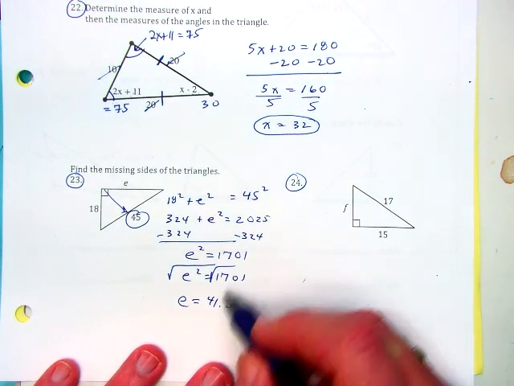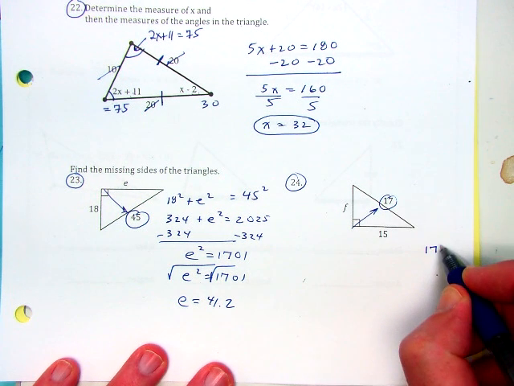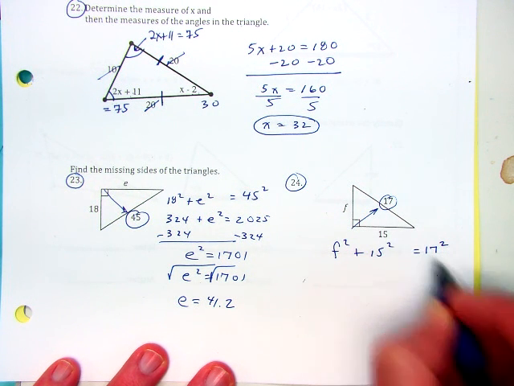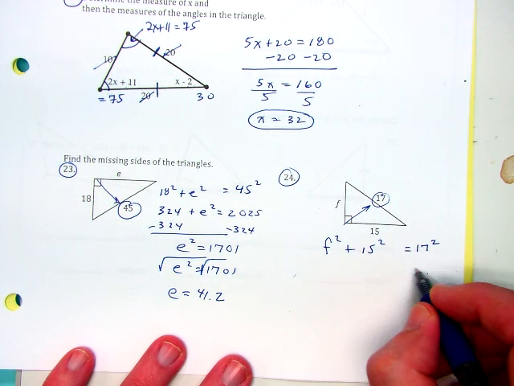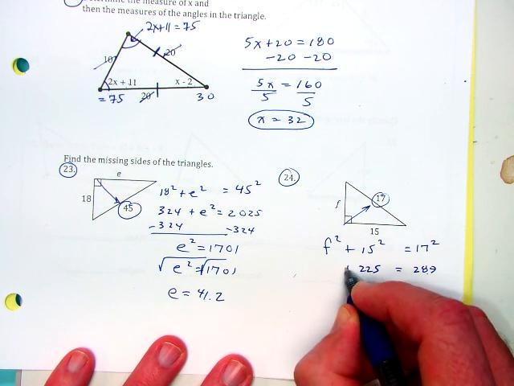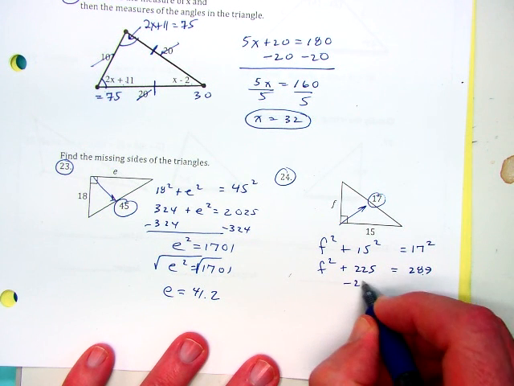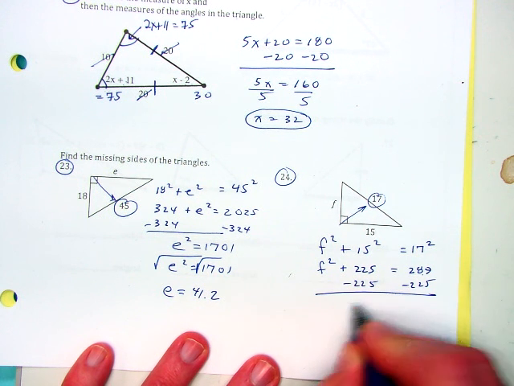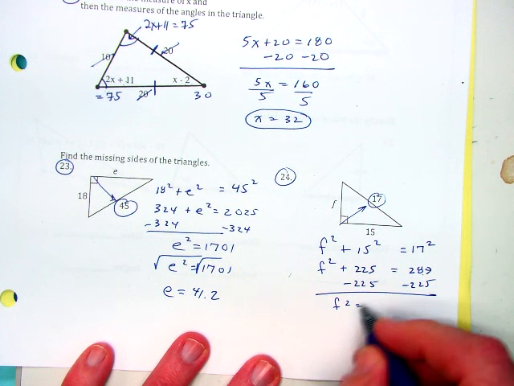So if I look at this one, which one is my hypotenuse? Well, again, it's opposite the right angle, so it's 17. So I'm going to say 17 squared is equal to f squared plus 15 squared. 17 squared is going to be 289. 15 squared I know is 225. Okay? So now I'm going to simplify this by subtracting 225 because I got to isolate the squared term. So I get f squared is equal to 289 minus 225 is going to be 64.